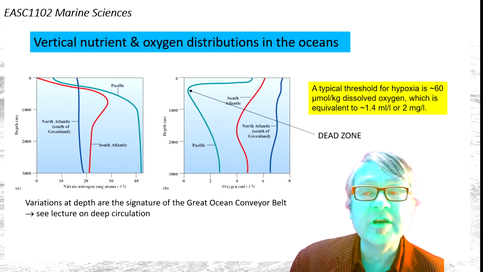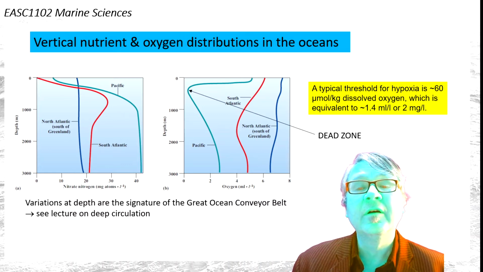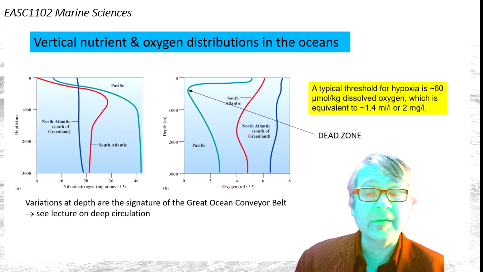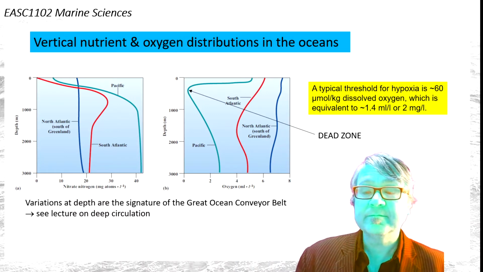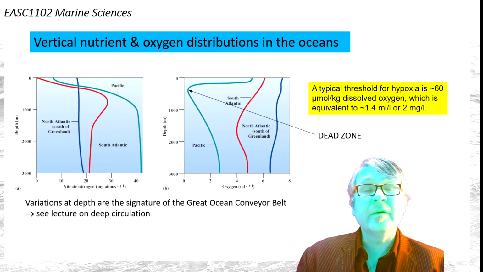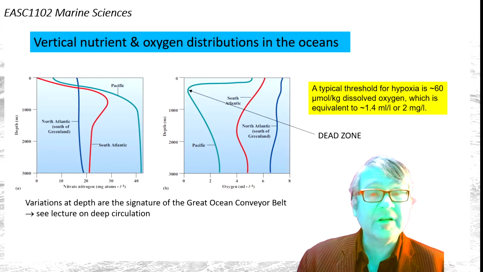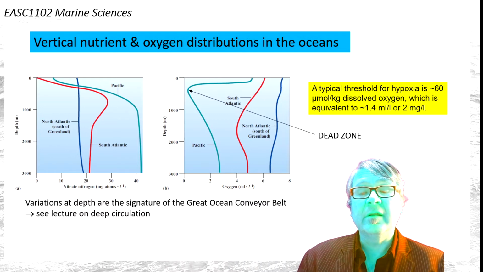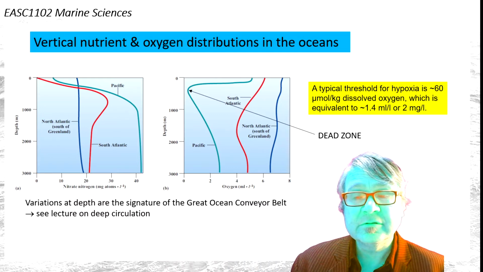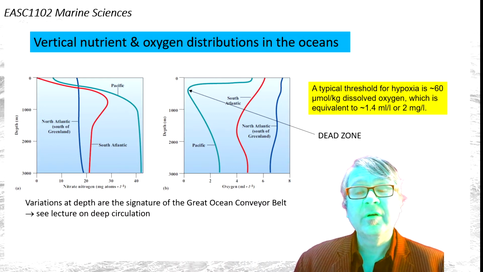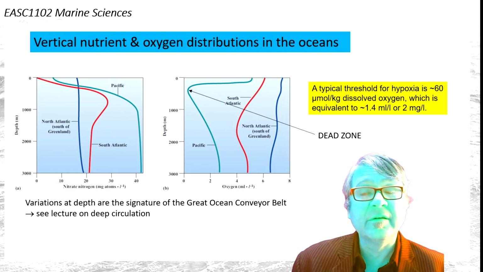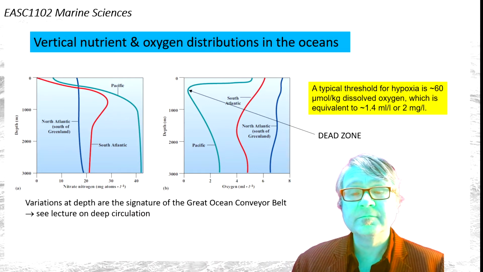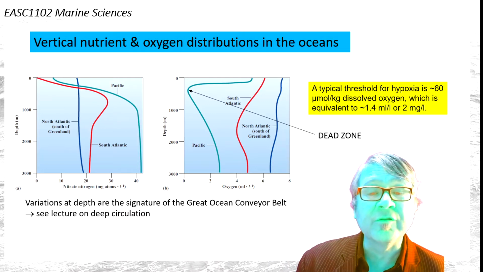So what I just told you explains the distribution of nutrients and oxygen in the open ocean. Okay, and there are two sketches. The vertical distributions on the left side compare the nitrate nitrogen distribution in the Pacific with that distribution that you find in the North Atlantic and the South Atlantic Ocean. On the right hand side you see the dissolved oxygen distributions.